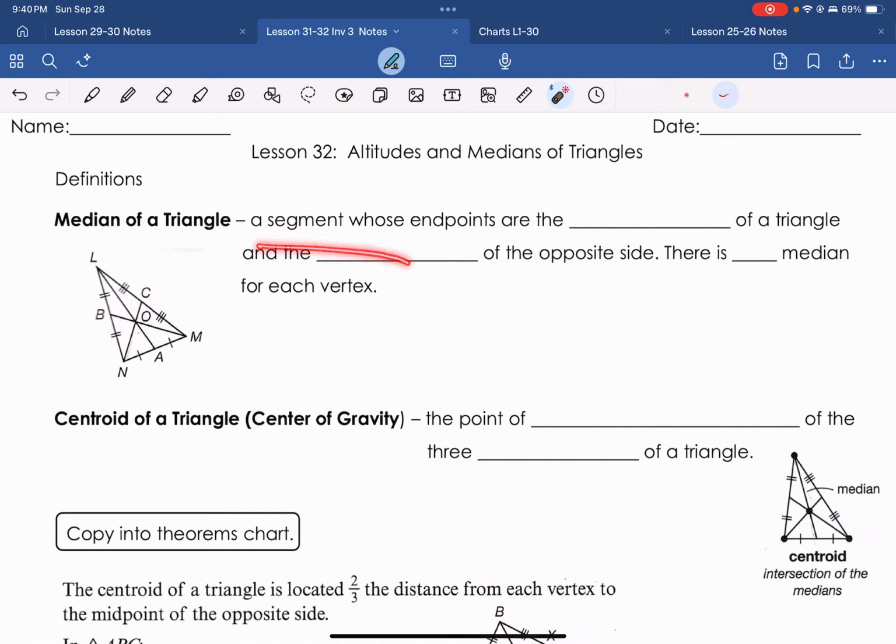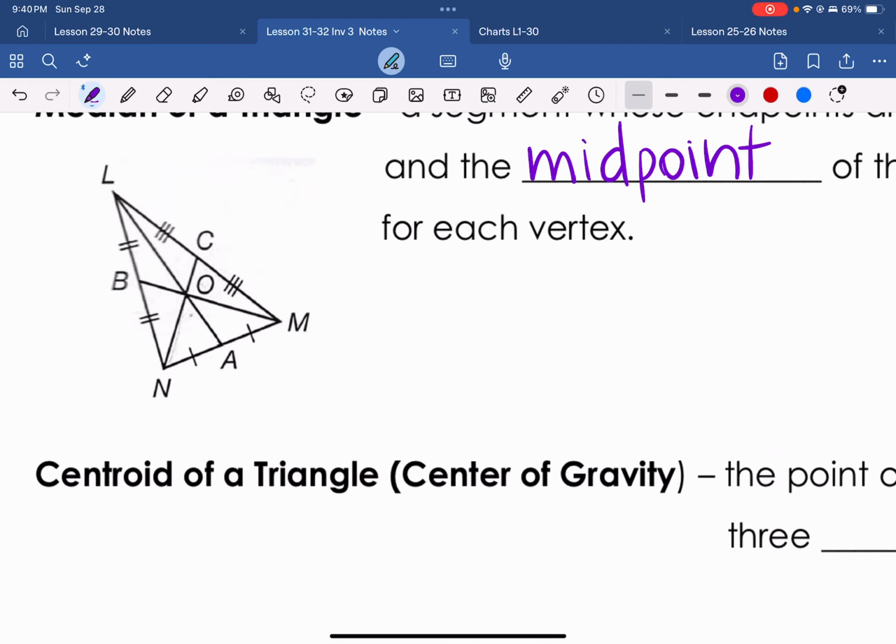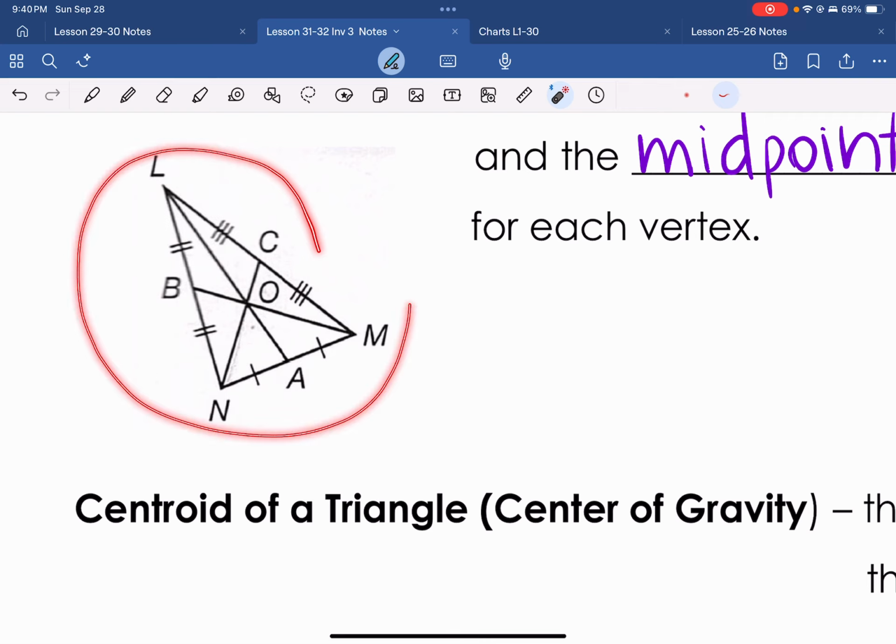It's a segment whose endpoints are the vertex of a triangle and the midpoint of the opposite side. There is one median for each vertex. One median for each vertex. So take a look over here in this diagram.